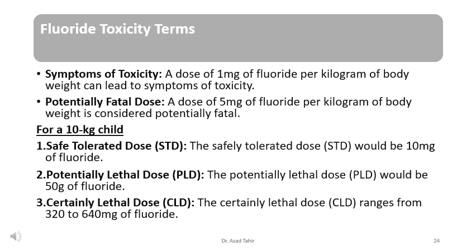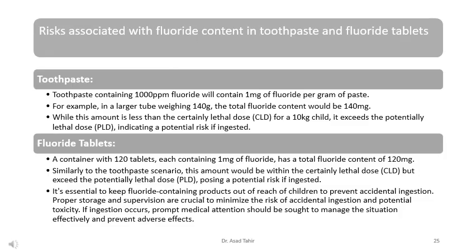Safe tolerated dose, STD. The safely tolerated dose, STD, for a 10 kg child would be 10 mg of fluoride. Potentially lethal dose, PLD. The potentially lethal dose, PLD, for a 10 kg child would be 50 mg of fluoride. Certainly lethal dose, CLD. The certainly lethal dose, CLD, for a 10 kg child ranges from 320 to 640 mg of fluoride.